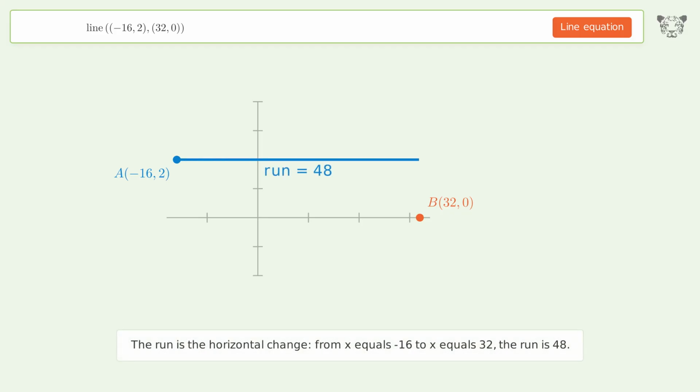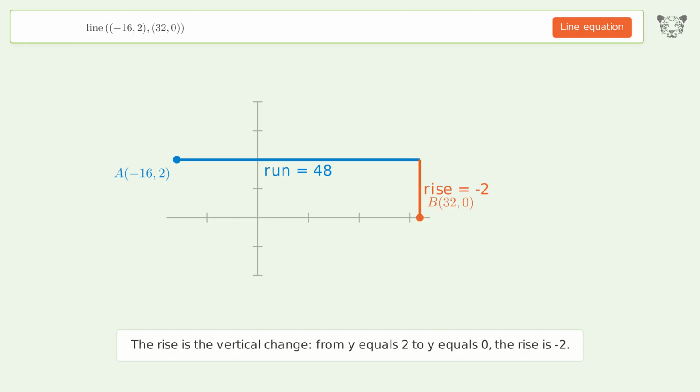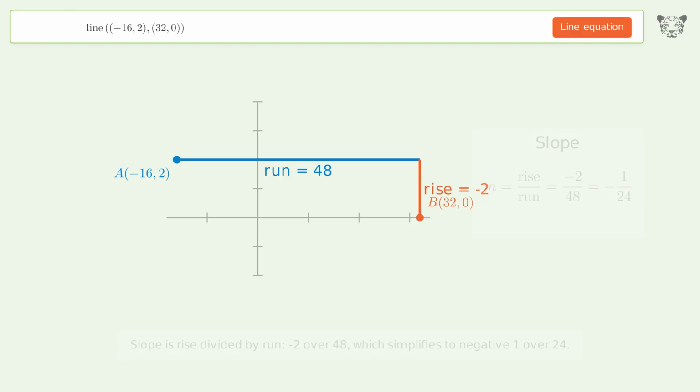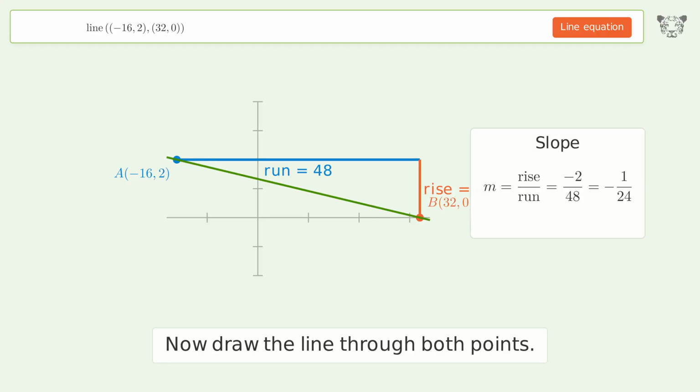The run is the horizontal change, from x equals -16 to x equals 32, the run is 48. The rise is the vertical change, from y equals 2 to y equals 0, the rise is -2. Slope is rise divided by run, -2/48, which simplifies to -1/24. Now draw the line through both points.